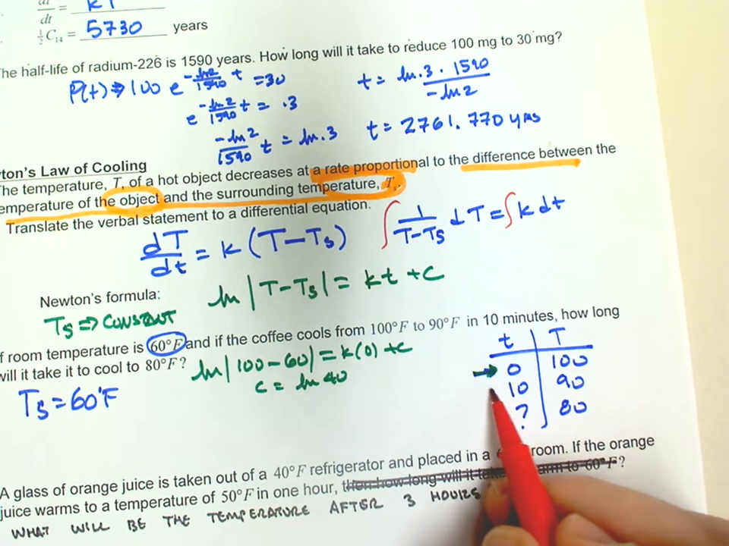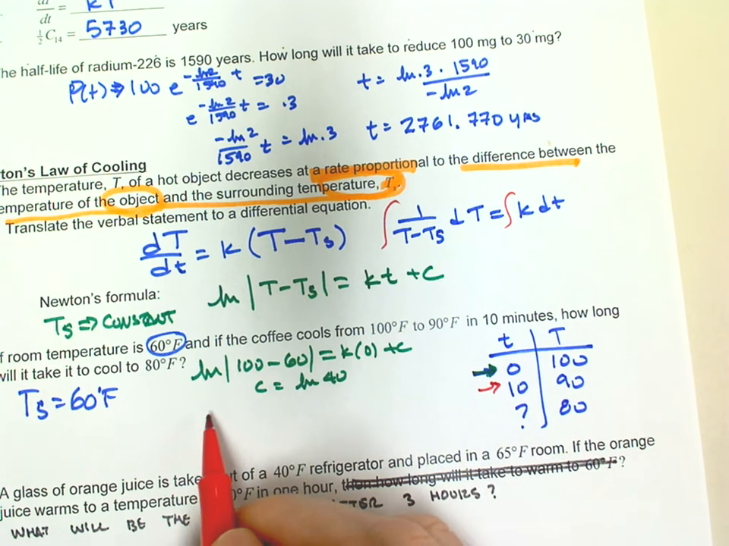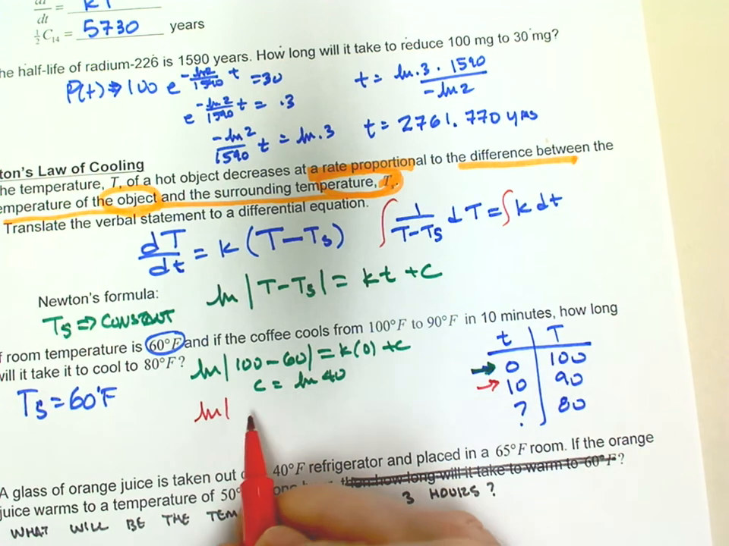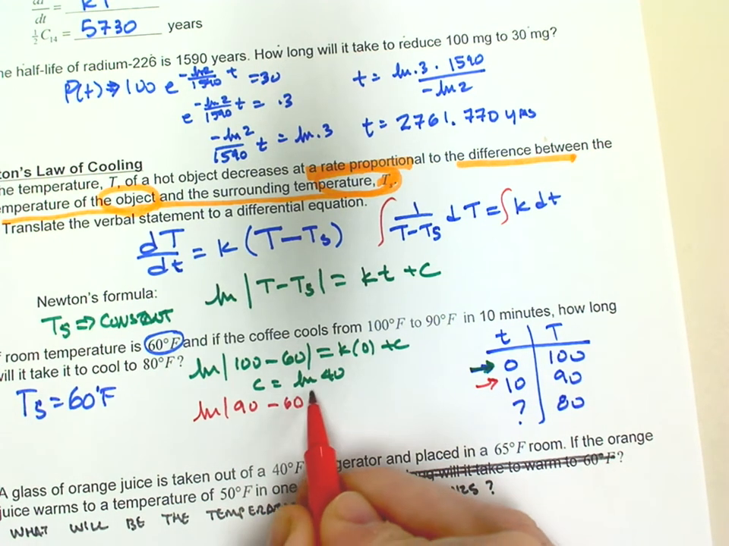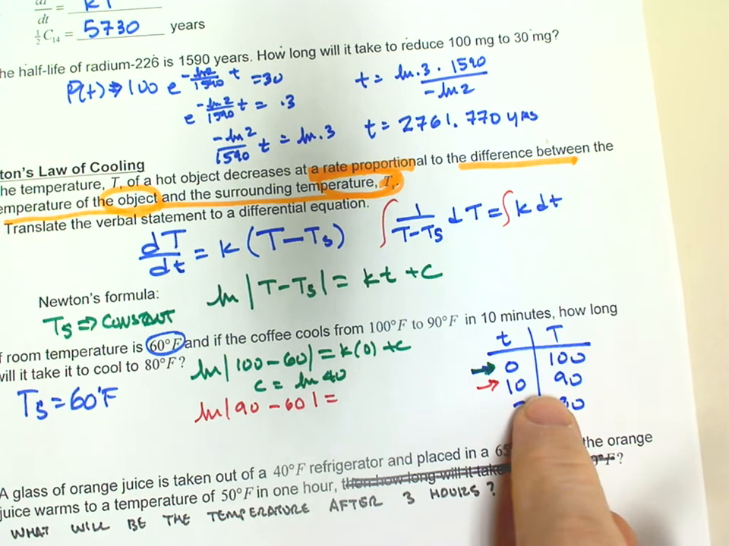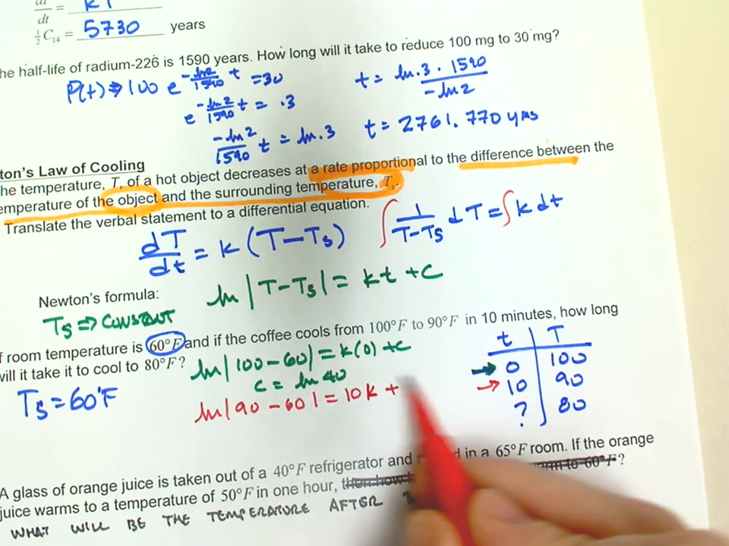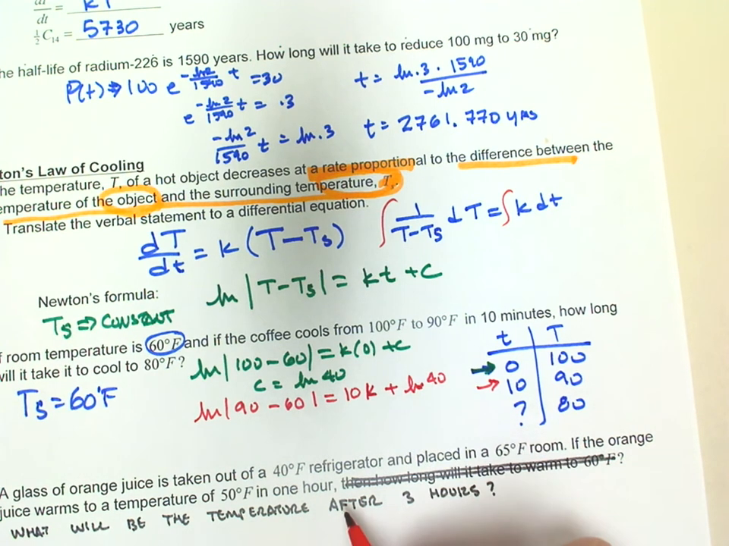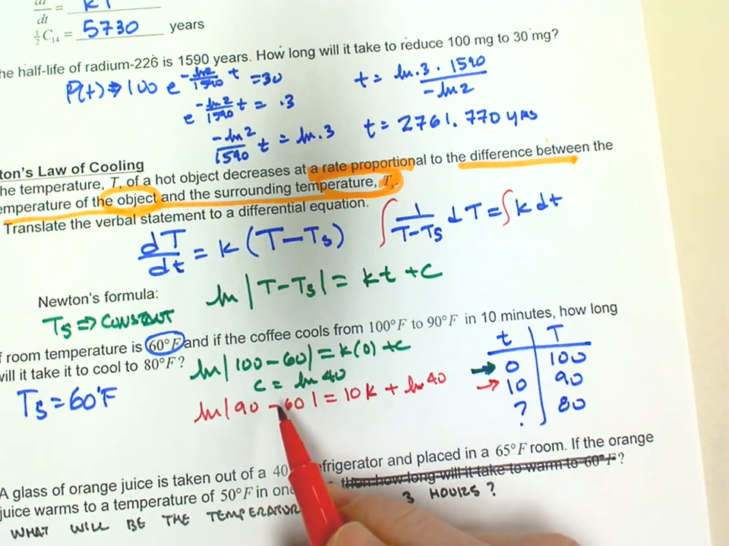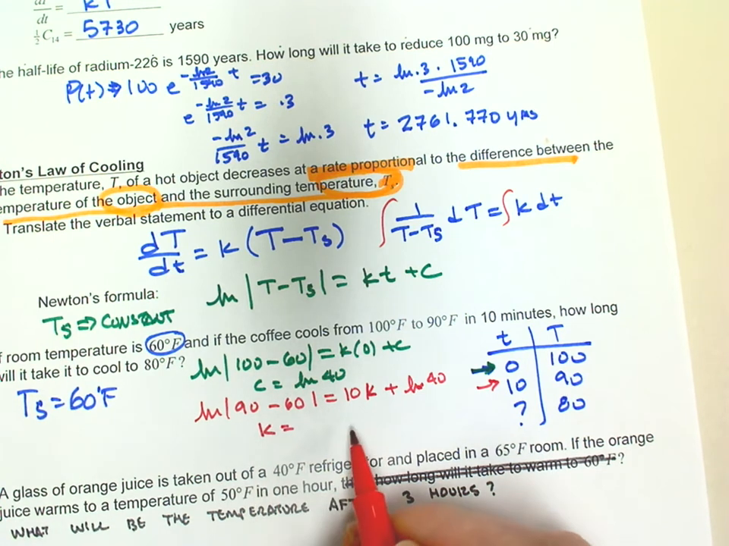Next, we'll use this information to solve for K. We know that the natural log of now the new temperature, 90 minus 60, will equal that time of 10 minutes times K plus our C of the natural log of 40. Subtract the natural log of 40 from both sides and then divide by 10. I'm running out of room, so you can easily do that. This would be the natural log of 30 minus the natural log of 40, and then we're going to divide this by 10.